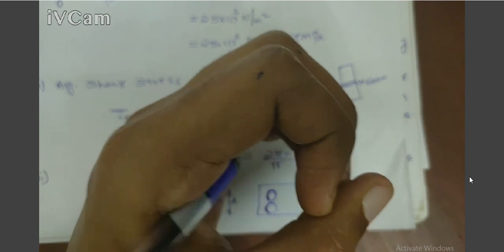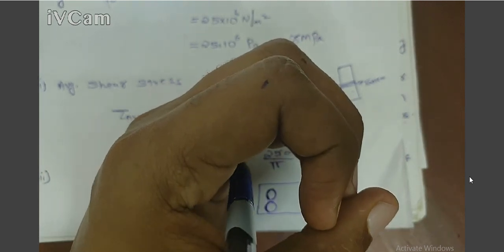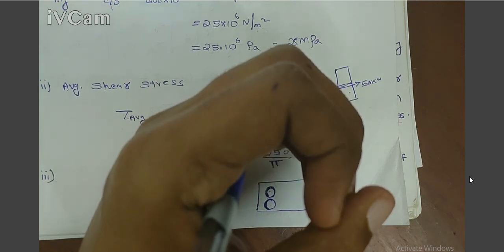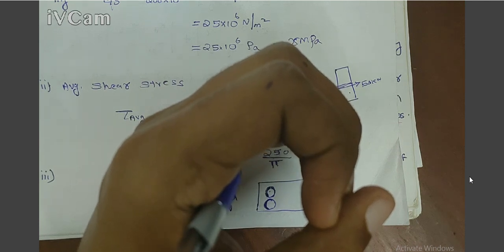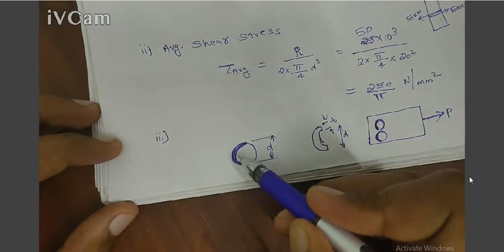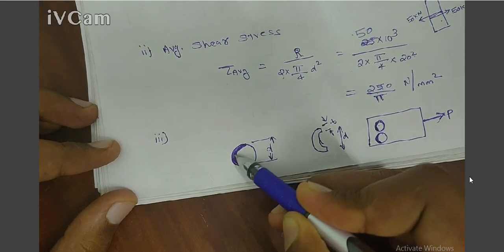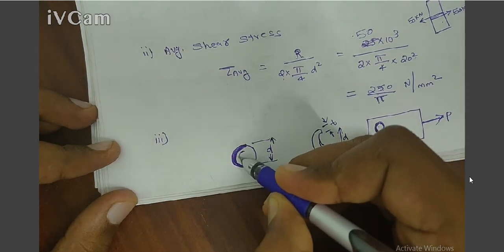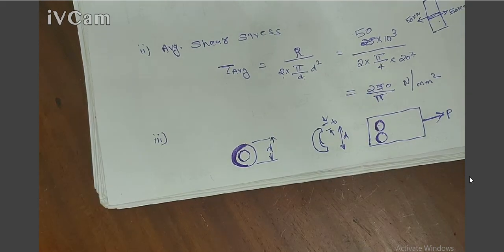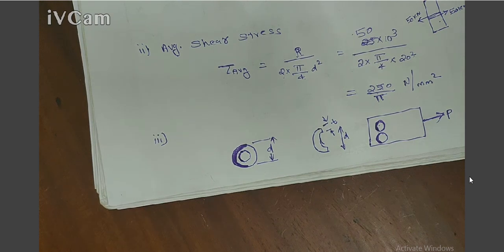And a force will be exerted between the left surface of the bolt and the inside surface of the hole. There will be a crushing force between these two surfaces, this surface of the bolt and this surface of the hole. The stress on that area is called bearing stress.